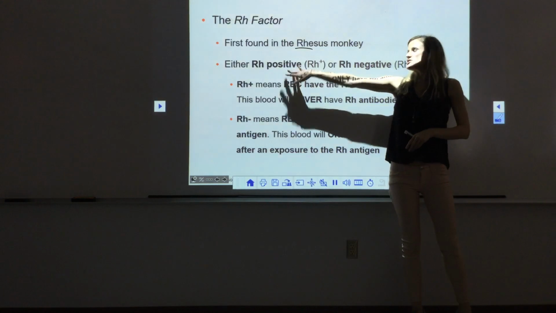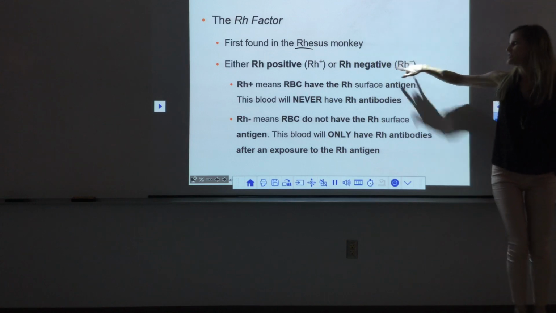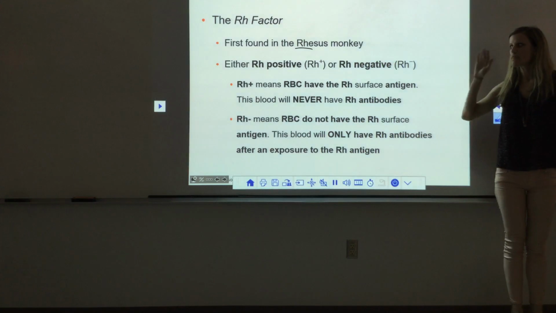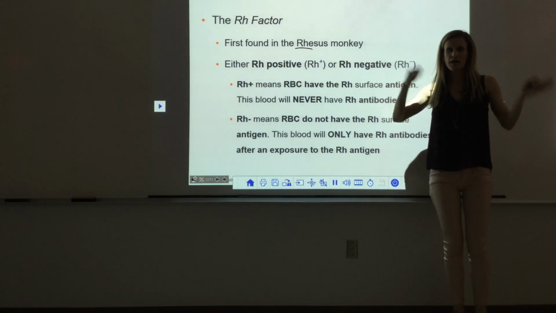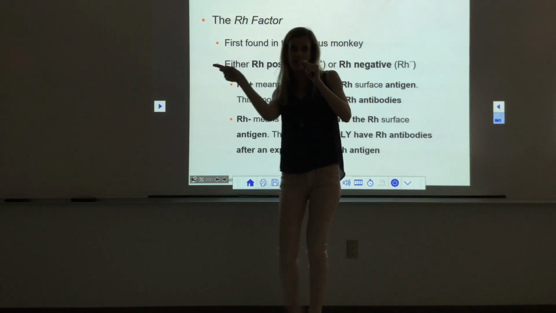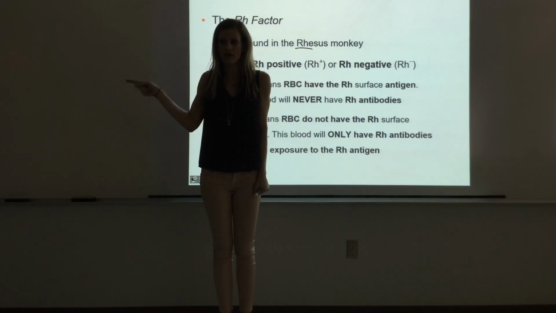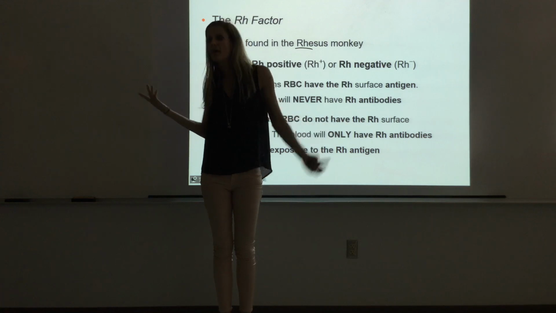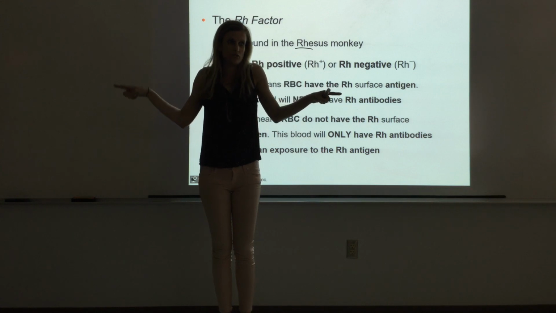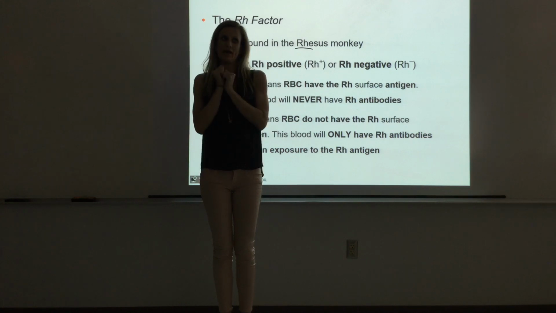Everybody is either Rh positive, meaning they have the Rh antigen, or Rh negative, meaning they do not have the Rh antigen. So whatever other type of blood you are, you're either positive or negative. If you're A positive, you have A antigens sticking out and Rh antigens. If you're A negative, you only have A antigens. If you're O positive, you have Rh. That's it. Because positive means you got the Rh. So everything is either positive, meaning it's got Rh, or negative, meaning it does not have Rh.